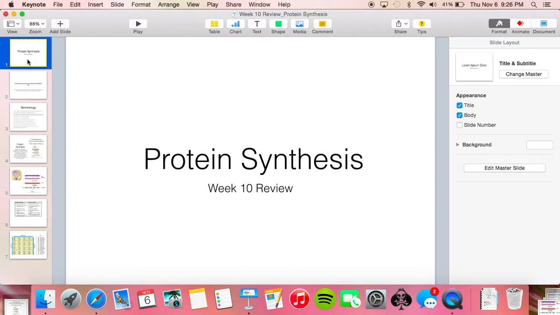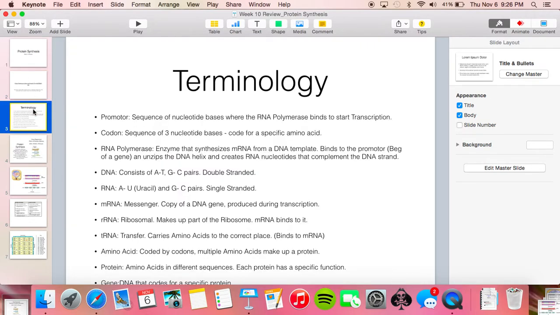Again, if you understand central dogma, DNA, RNA to protein, and then understand those terms too, that would be my best advice for you.